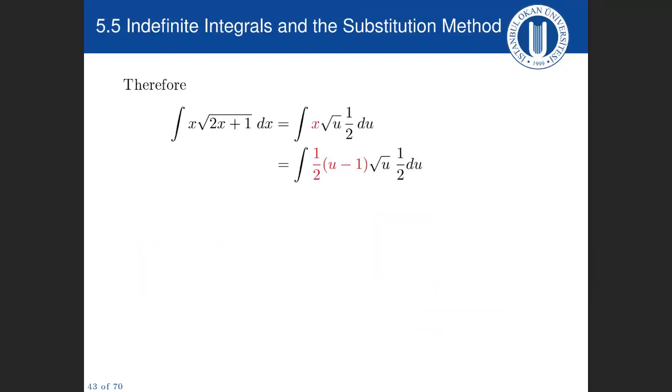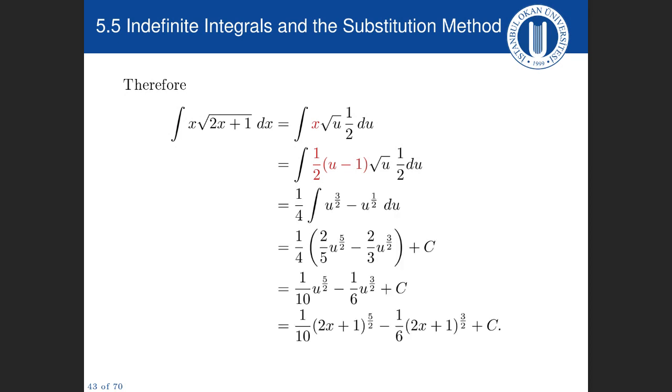Our integral is then the integral of a half (u − 1) times the square root of u times a half du. And that's actually quite easy because that's just u to the power 3/2 minus u to the power of a half, and some constants which I've moved outside. An antiderivative of u^(3/2) is 2/5 u^(5/2). And an antiderivative of u^(1/2) is 2/3 u^(3/2).